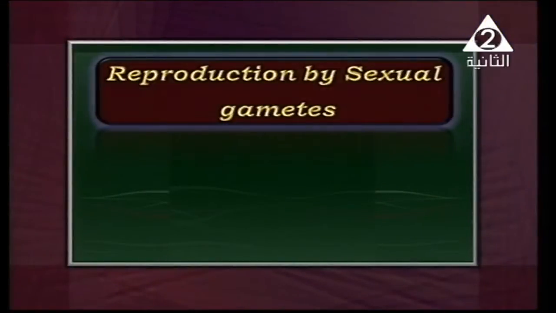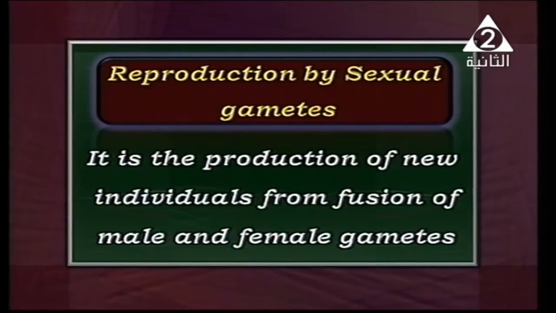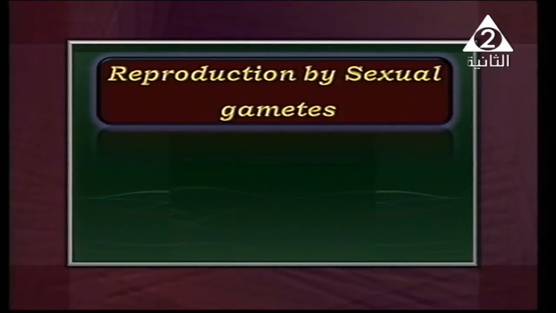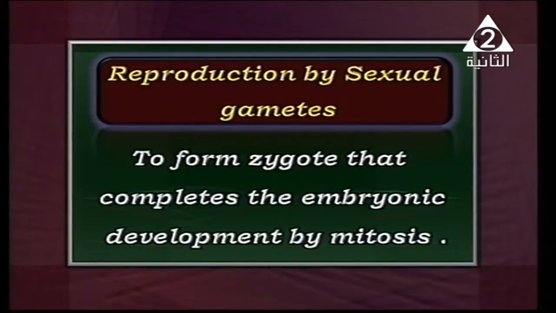After that, we need to know about reproduction by sexual gametes. We said that we have two main methods, conjugation and scalariform. But what about reproduction by sexual gametes? It has some tips, and we're going to discuss them right now. Number one, it is the reproduction of new individuals from the fusion of male gamete with female gamete. After that, we form the zygote, which carries the complete genetic material, which is 2N.